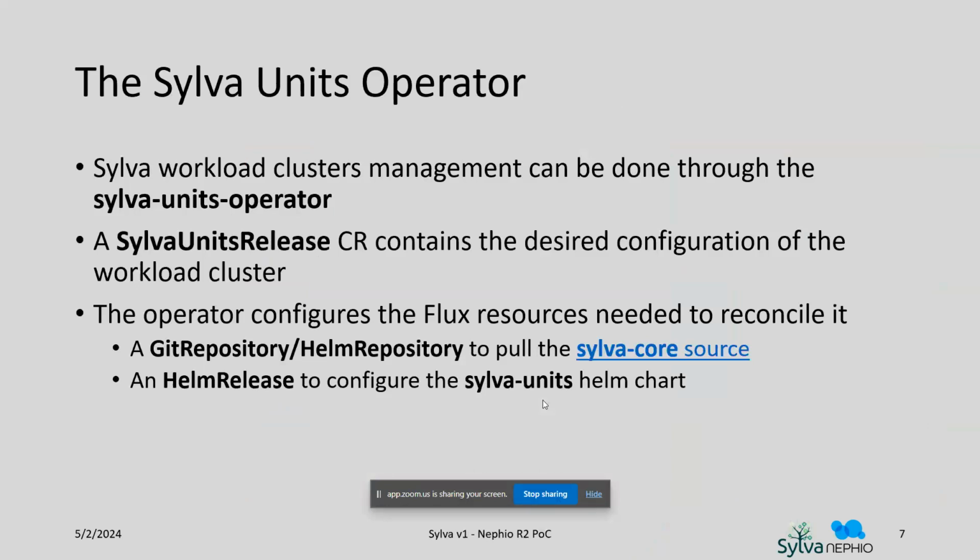In this case, we can use the custom resource that has been provided by the project. It's called the SylvaUnitsRelease. That is a resource that allows providing the desired configuration of a workload cluster, and the operator will take care of configuring the Flux resources required to reconcile the state. Two resources are particularly needed: a Git repository, or a Helm repository in case of OCI. That is the way of telling Flux the version of Sylva to use. And then a release that will allow Flux to use the Sylva units chart and basically deploy Sylva.